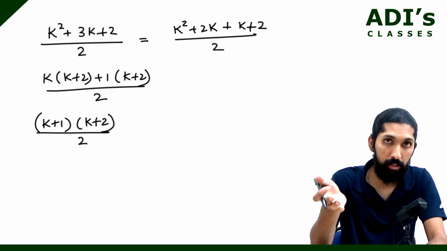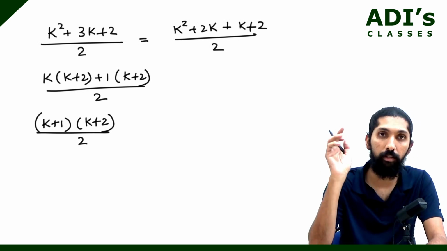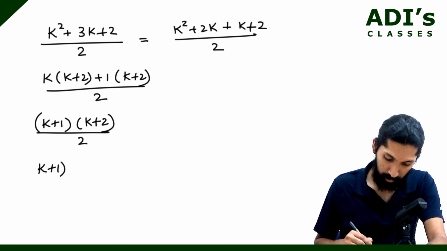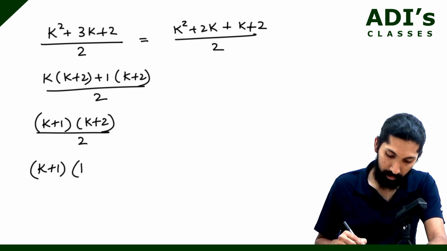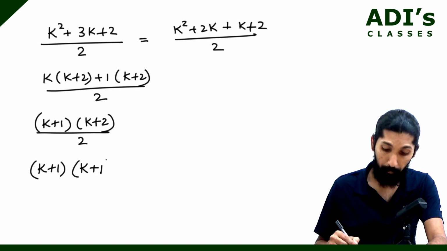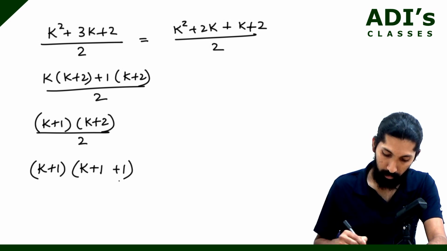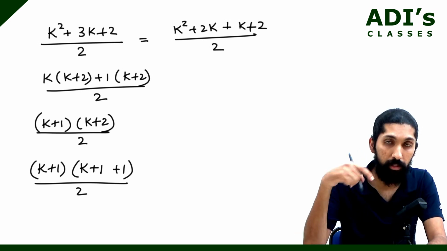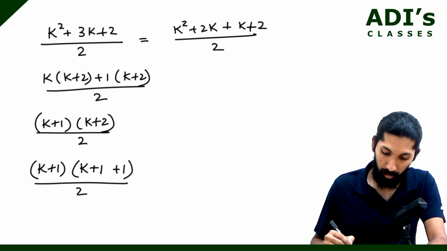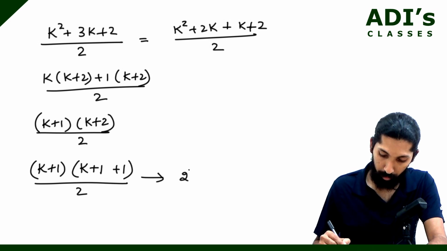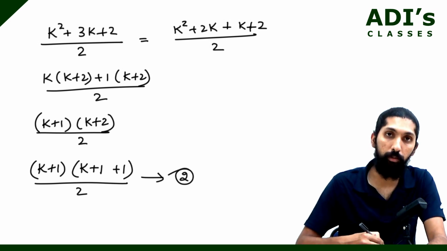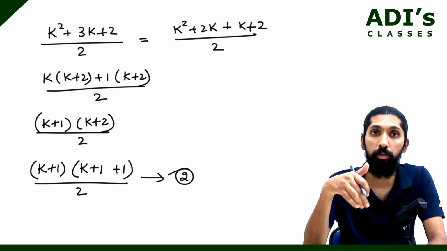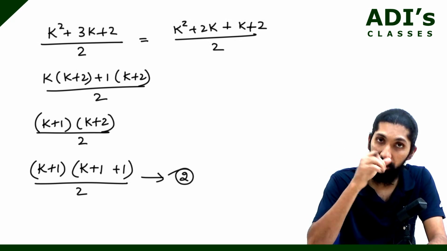Like what I told you, you can just take k plus 1 common, you will still get the same thing. Alright? Here, you will get this as k plus 1, and this you can write as k plus 1 divided by 2. Right? K plus 1 is nothing but k plus 2. Now, call this as equation number 2. Remember equation 1 and equation 2? See this? Both equation 1 and equation 2 are one and the same, isn't it?